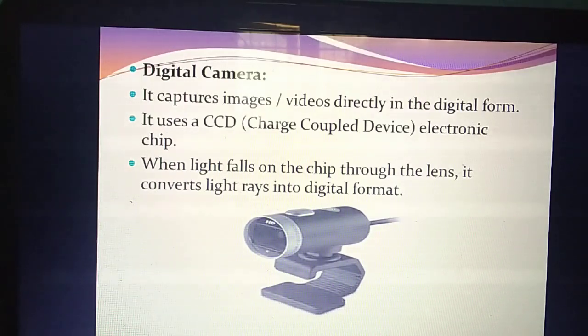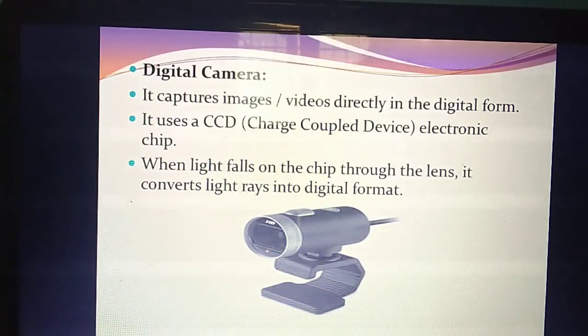Using this chip, how does it work? If you are taking photographs or video through that camera, when the light falls on the chip through the lens, which device is present in front of the camera? The lens. So when the light falls on the device through the lens, immediately this chip will convert those light rays into digital format.